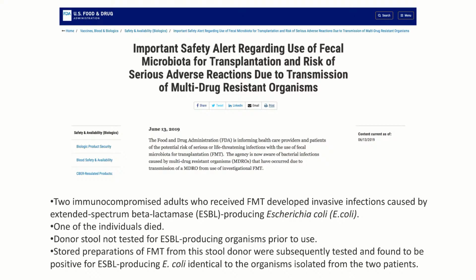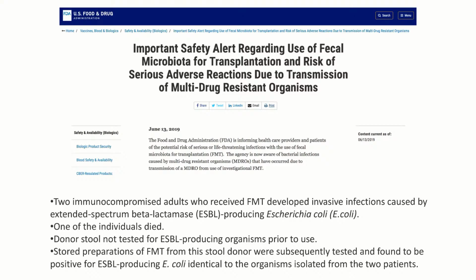This is a safety alert from the Food and Drug Administration in the US. Basically, two patients received FMT. They were both immunocompromised. I think they were recruited to a clinical trial, but they both developed invasive infections caused by ESBL-producing E. coli. Unfortunately, one of the patients died. It became apparent that the hospital manufacturing the FMT was not screening their donors for ESBLs, and so that's how it came to be transmitted.